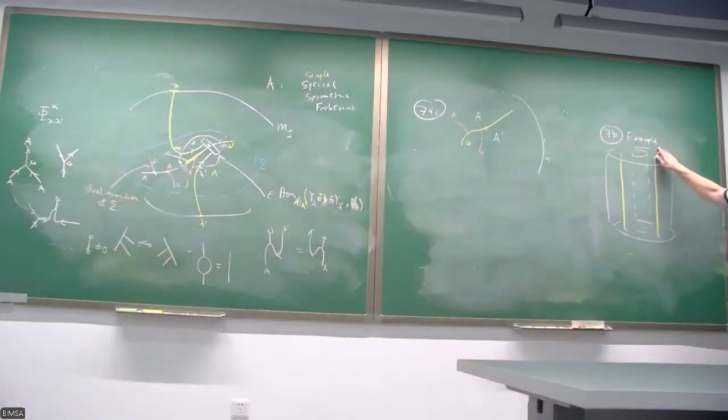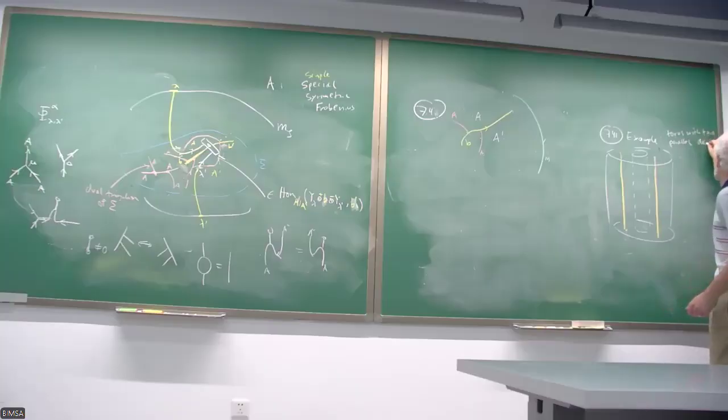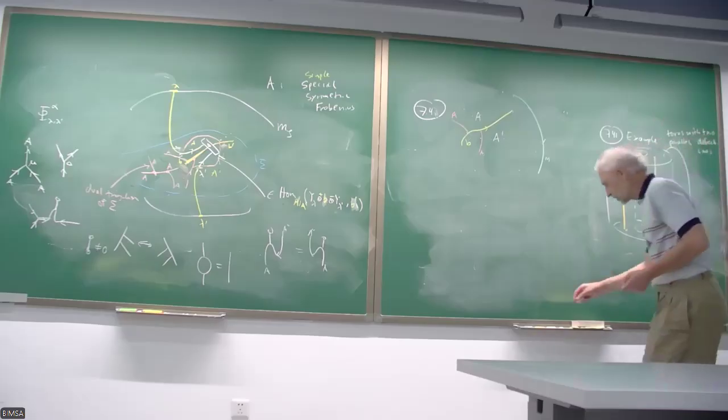Let me give an example. With defect lines, I looked at a torus with two parallel and non-contractible defect lines. So what I then get by my prescription is again a torus times the interval, which I can also think of as a full torus with a small full torus cut out.